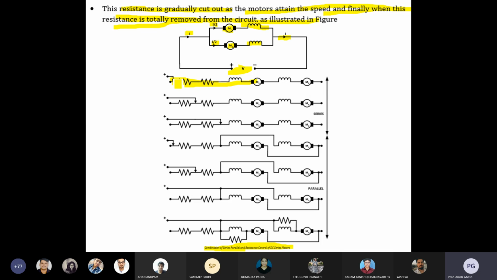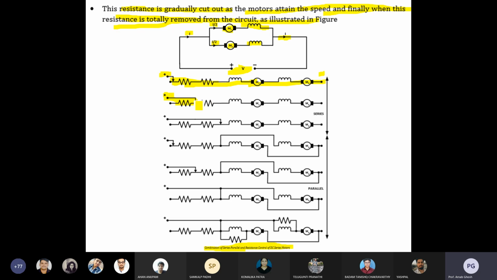Okay, first case, both the resistances have been considered. This is your plus terminal, another terminal is your minus, the return path. Both the resistances are there at the time of starting. Then gradually you are decreasing the resistor value, so the slider you have moved over there.